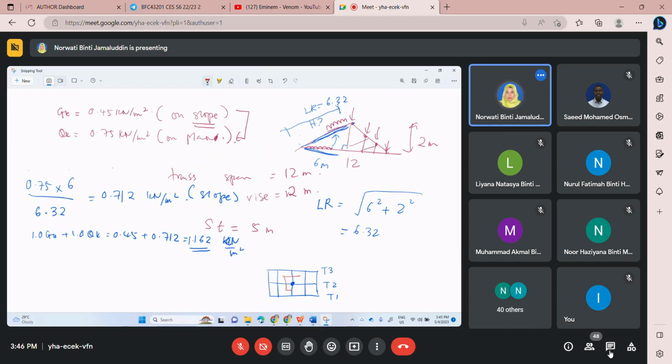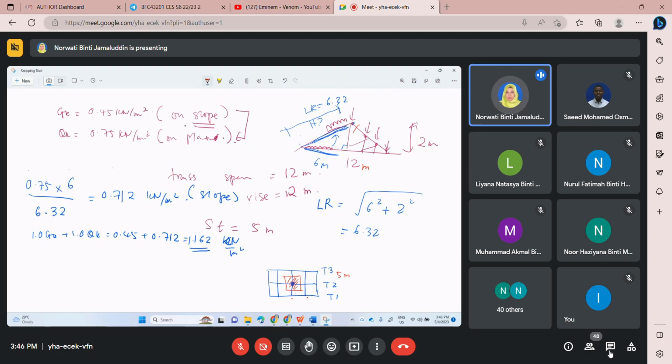So for the intermediate node, it will support an area, this big half and another half. So truss to truss is 5 meter. Purlin to purlin, I do not know. This is just estimation, okay? Let's say 12 meter, we have 1, 2, 3. So 12 meter divided by 3.